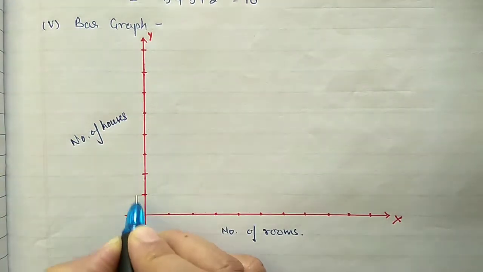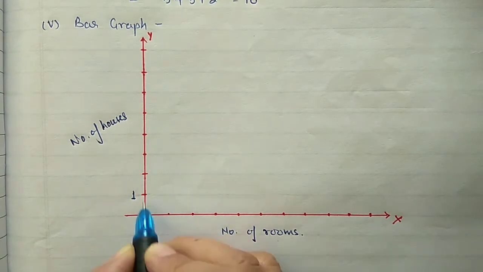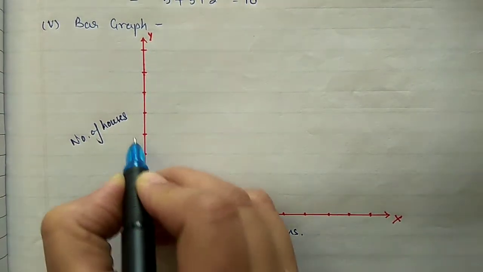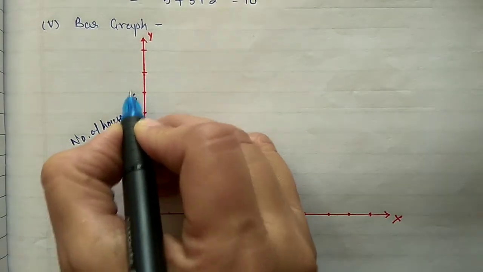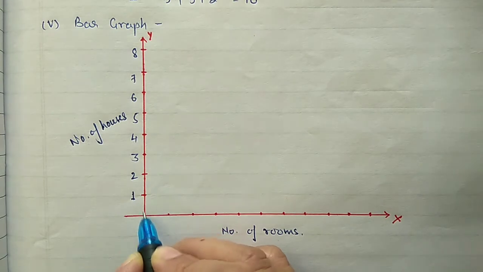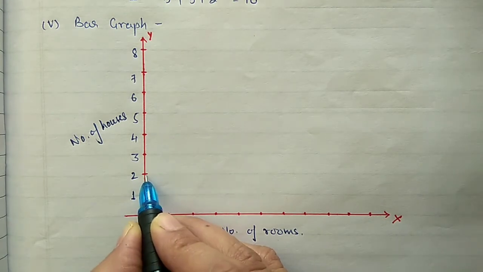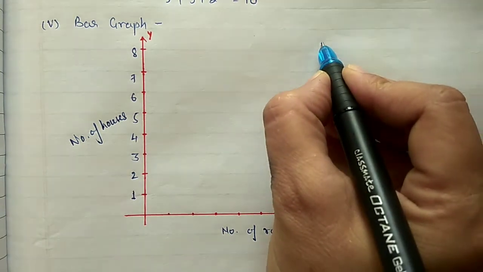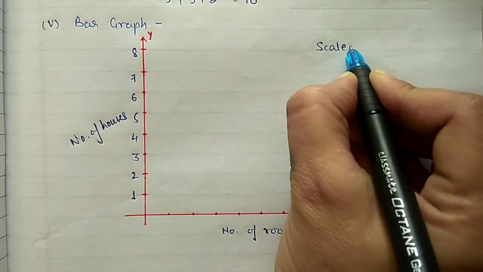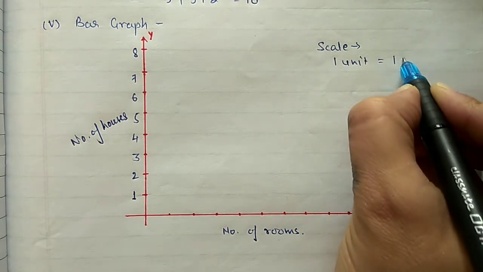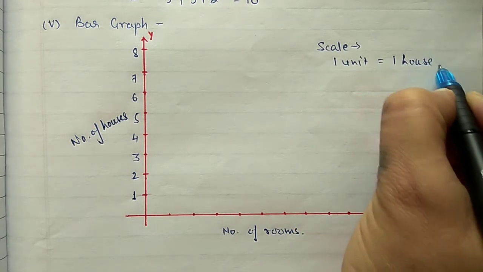So vertically I will take one block equal to one house. So 2, 3, 4, 5, 6, 7, 8. This gap should be equal. Here to here I have taken 1. So then next step also 1. Same gap I have to take. And scale you can mention on the right side. 1 unit is equal to 1 house.